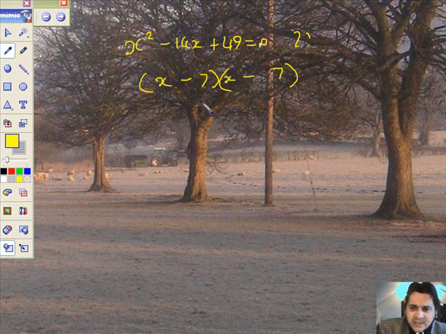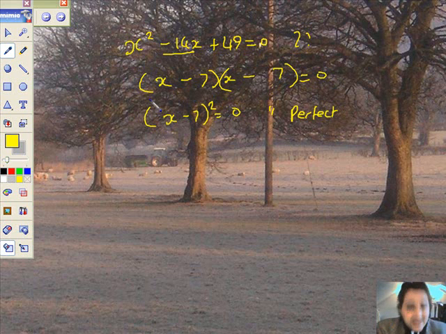A minus times a minus is a plus, that makes plus 49, and if I was to multiply this out, I will get minus 14x. Don't make me prove it, trust me, do it yourself. Anyway, that equals 0 because it says so, and look, x minus 7 all squared equals 0, and that's called a perfect square because both factors are identical. If we're looking at 5 times 5, that's a perfect square, it makes 25. x minus 7 multiplied by x minus 7, well that's a perfect square, so I'm multiplying 2 of the same.